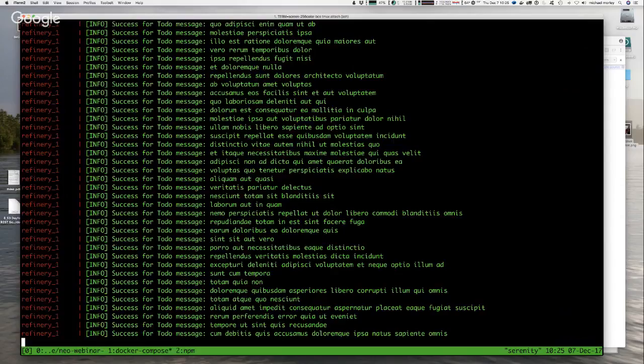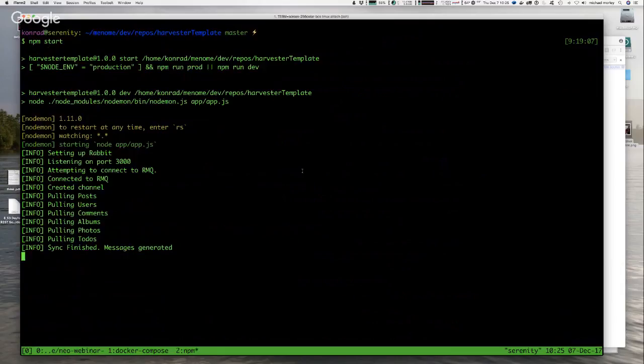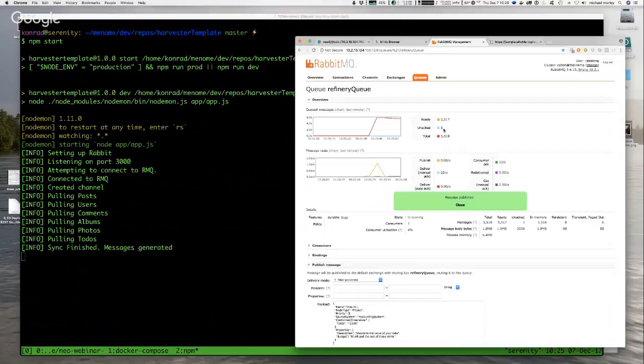Over here, we can see the refinery is going nuts. On the harvester side, we can see that it's pulled posts, users, comments, albums, photos, and to-dos. It's generated all those messages and put them on the Rabbit queue. Currently we have about 5,000 messages. We're only processing one at a time because this is running on my dinky little laptop.